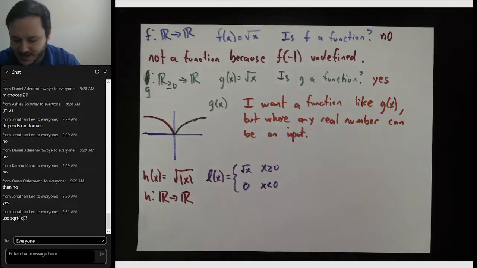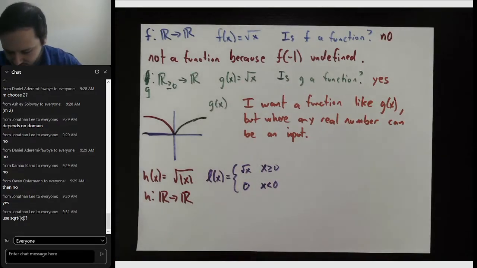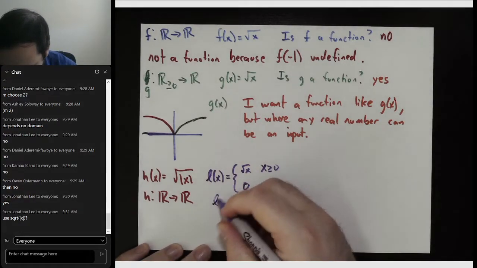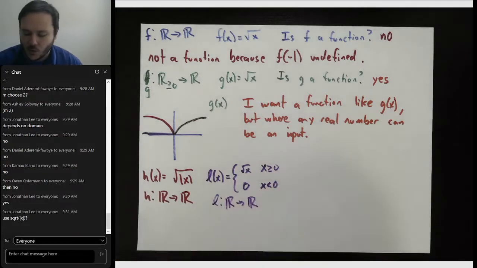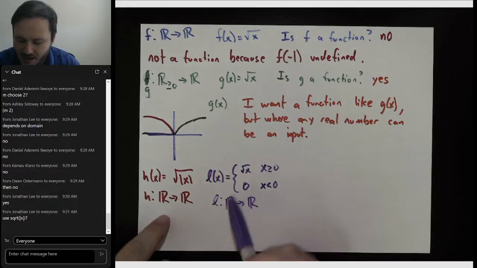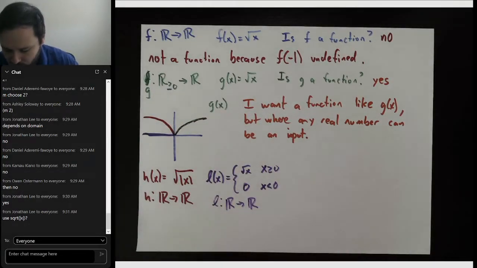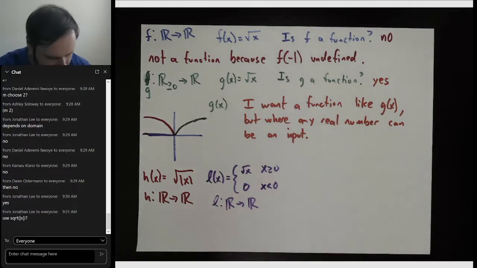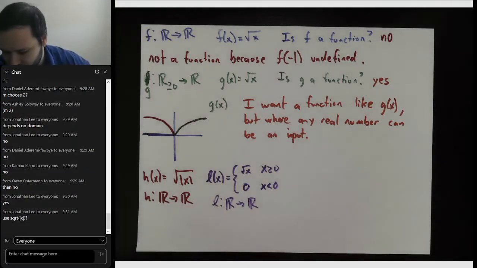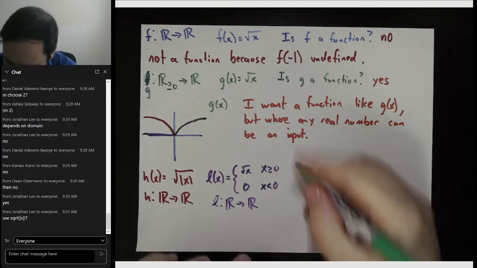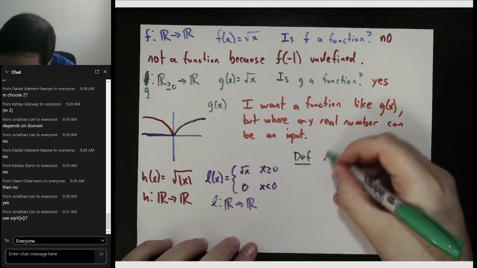And the idea is, if we only use the part of the domain, here l is also from reals to reals, if we only use the part of the domain where g is defined, then they would be equal. So first we're going to talk about restriction, and then we're going to talk about extension. The definition of restriction.